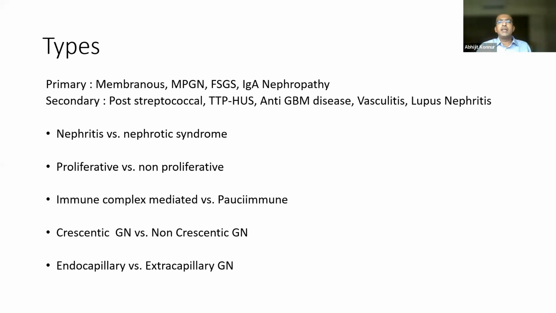Other ways of classifying: presence of nephritic or nephrotic syndrome, depending on what we discussed earlier. Presence of proliferation in the histology. Immune complex or quasi-immune based on the immunofluorescence, whether it lights up or not. If there is presence of crescents, crescentic GN or non-crescentic GN. And lastly, presence of endocapillary or extracapillary GN based on the cells that are present in the glomerulus, whether they are localized to the cells in the glomerulus or they come from outside.